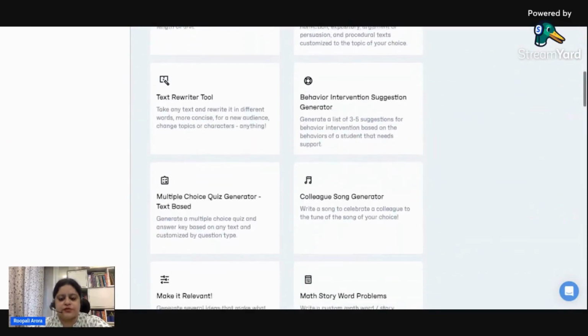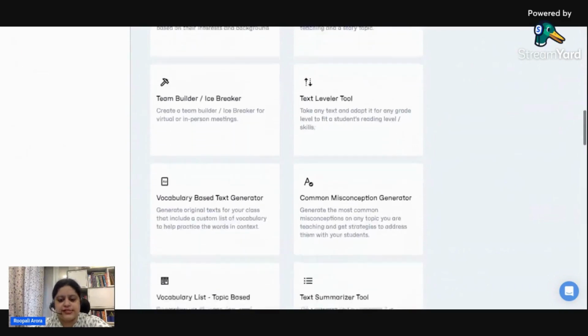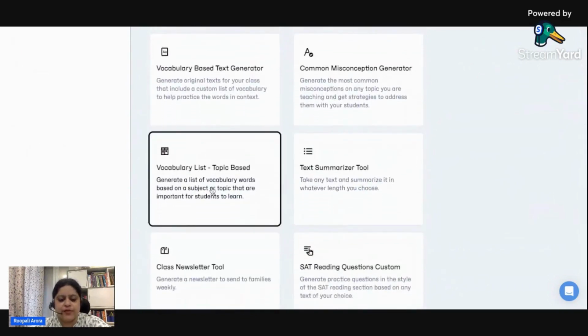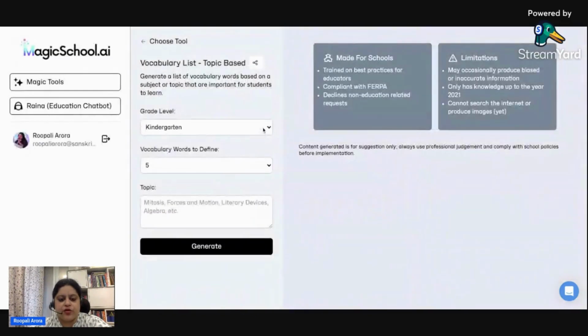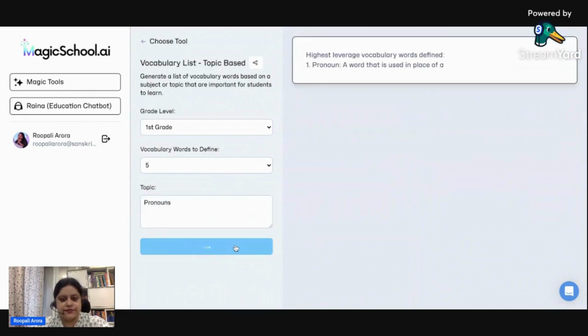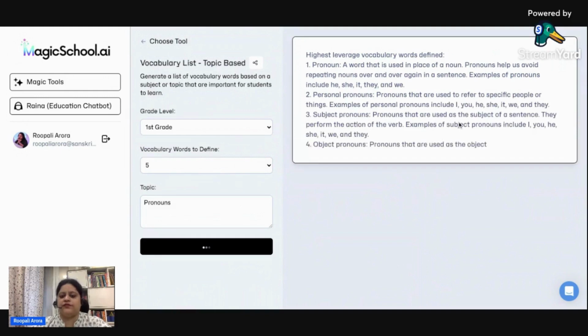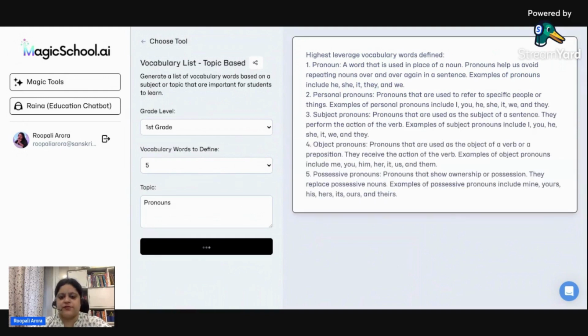Next we go on to another magic tool, which is, say, vocabulary list, topic based. So if I click on, say, grade 1, and I want 5 words associated with my topic which I'm teaching, suppose my topic is that of pronouns, and I click generate. Then I'll get all the different kinds of vocabulary words which are related with pronouns. So pronoun, personal pronouns, subject pronouns, object pronouns, possessive pronouns.